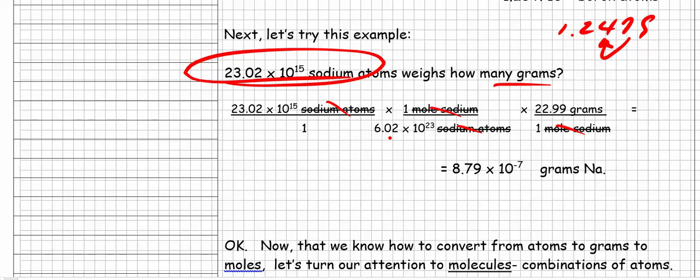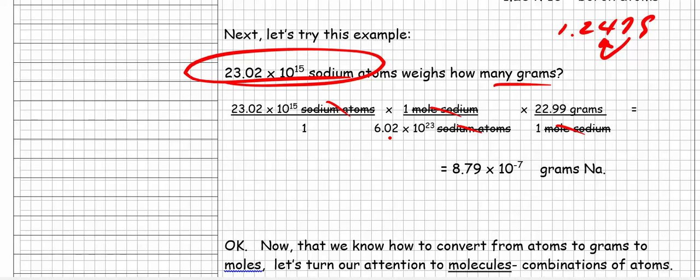You do this with me, and if you don't know how to enter scientific notation into the calculator, you need to either ask me or ask someone who knows, and make sure you can do that. So 23.02 times 10 to the 15th, and then we're going to multiply that by 22.99. We'll then divide that by 6.02 EE23.